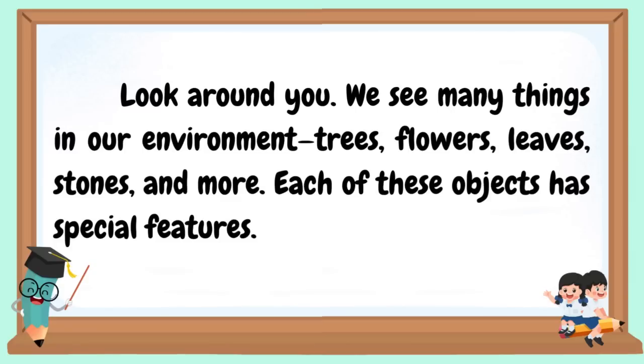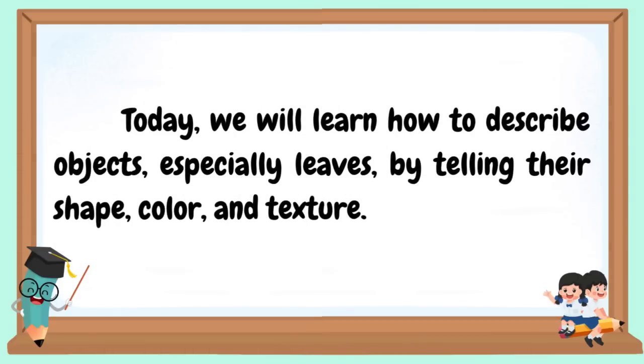Look around you. We see many things in our environment: trees, flowers, leaves, stones, and more. Each of these objects has special features. Today, we will learn how to describe objects, especially leaves, by telling their shape, color, and texture.